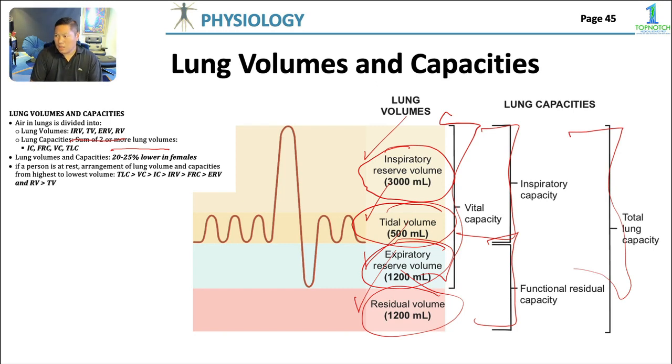Okay? Classically, I tell my students, you have in you 5 liters of blood, 6 liters of air, and enough iron to create a medium-sized meal. Okay? So, 6 liters of air ang total lung capacity natin. Okay, now, let's discuss your lung volumes and capacities.